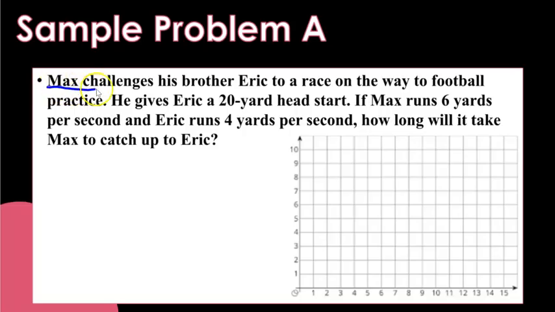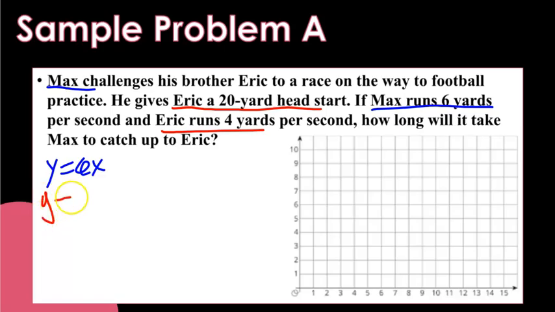So we are comparing Max. Max runs at 6 yards per second, but he doesn't get a head start. So his equation is going to be y equals 6x. Now Eric, on the other hand, he gets a 20-yard head start and he runs at 4 yards per second. So that would be y is equal to 4x plus 20.